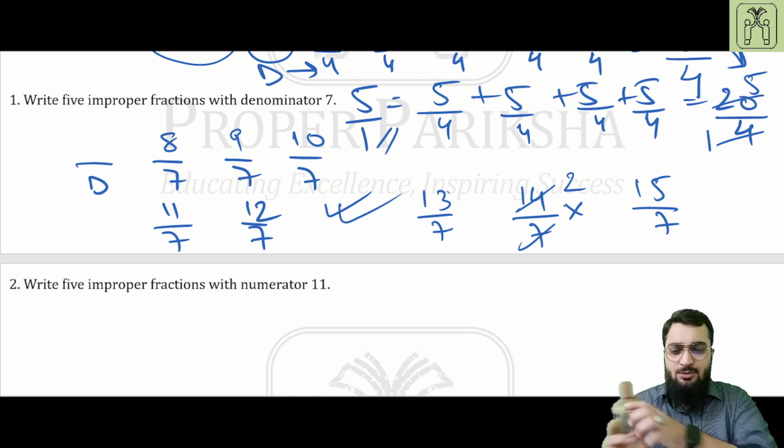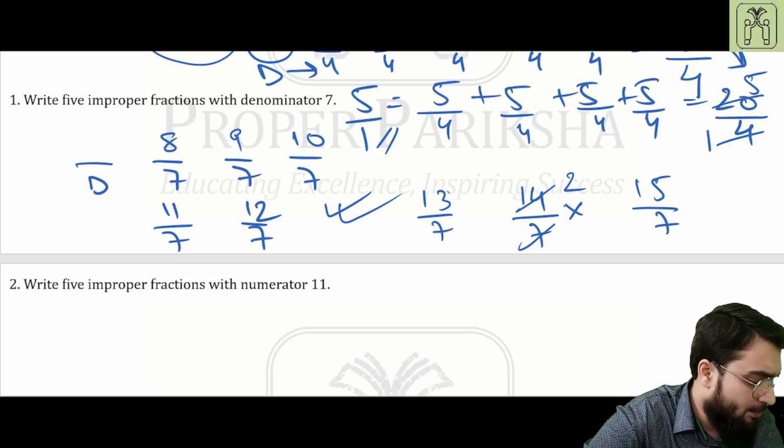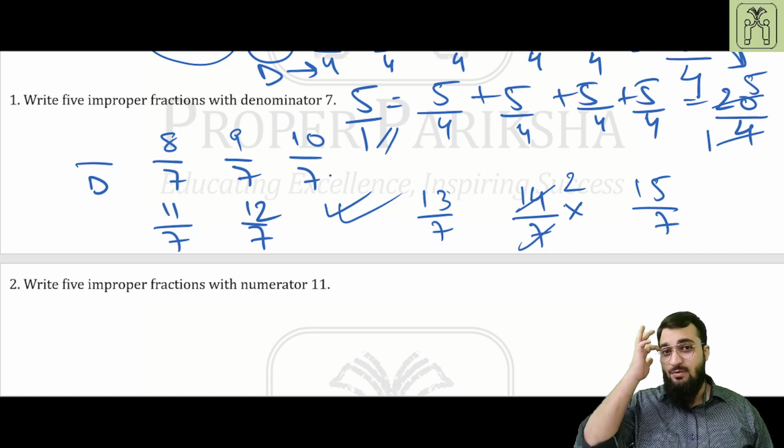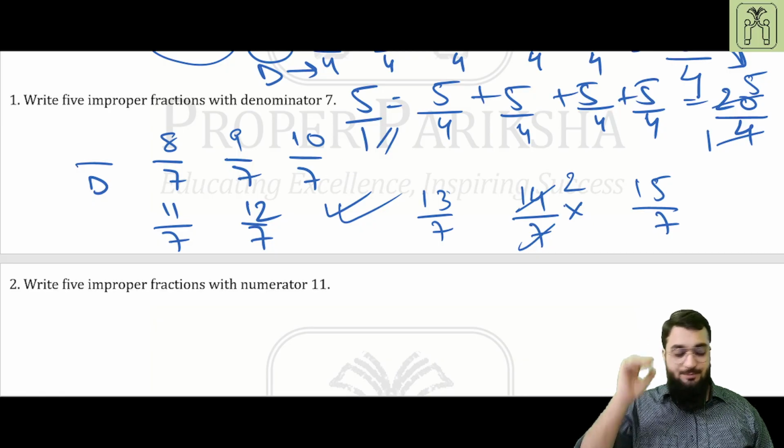Coming to the next question. The same rule applies for any denominator. For example, if you have 8 or 4 as the denominator, you will not write 4 upon 4, 8 upon 4, 12 upon 4, 16 upon 4 and so on.